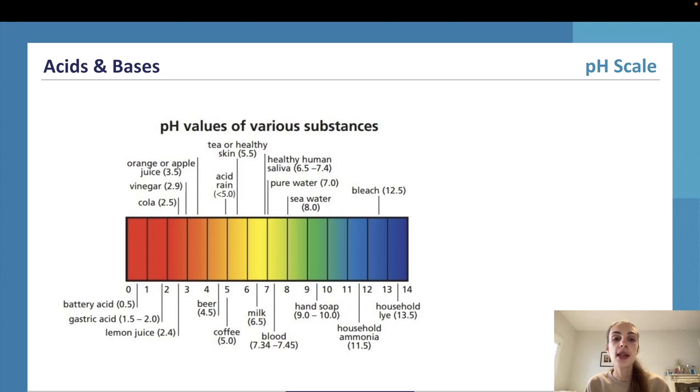So here's just an example of the pH scale. We can see that at 0, that's going to be things which are highly acidic. Coming up to pH 7 is going to be around neutral, and then pH 14 is going to be our maximum of alkali, so most basic.